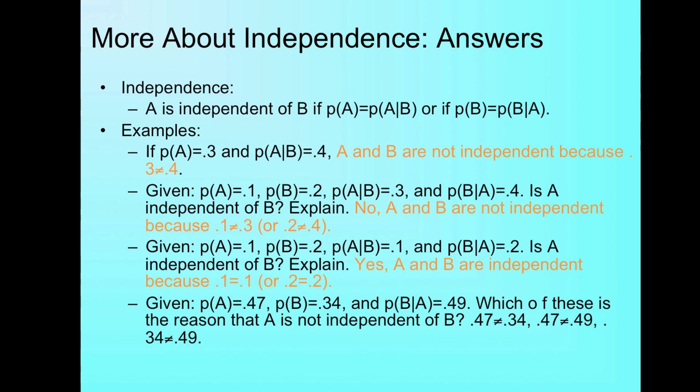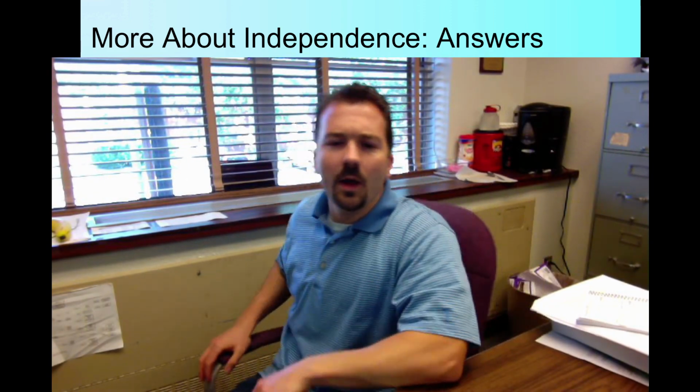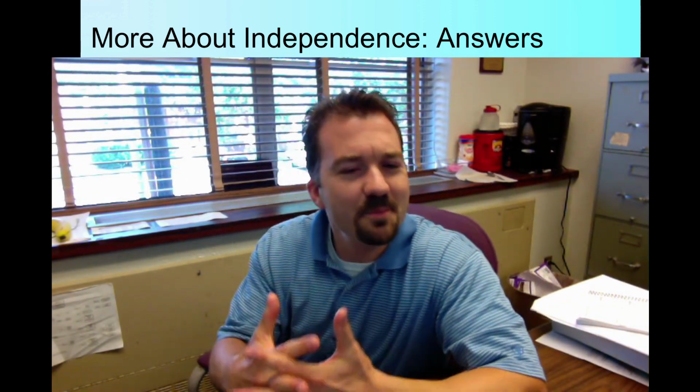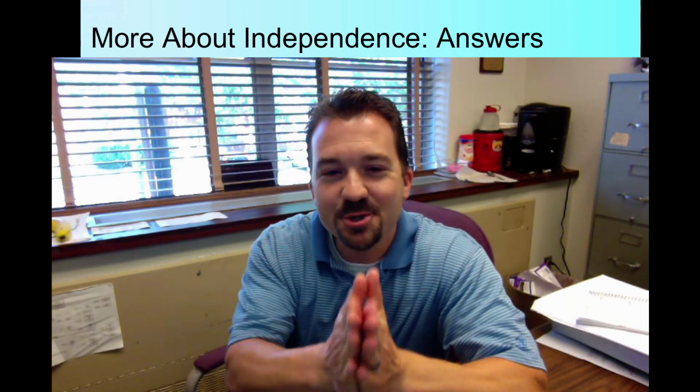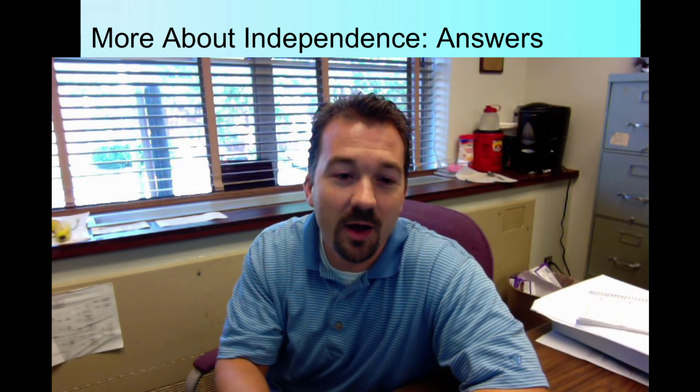And finally, this one gave you three options here. Which of these is the reason that A is not independent of B? And here's the answer there. 0.34 is not equal to 0.49, and that's the reason. So don't move on to anything else now until you understand how all of these answers were arrived at.